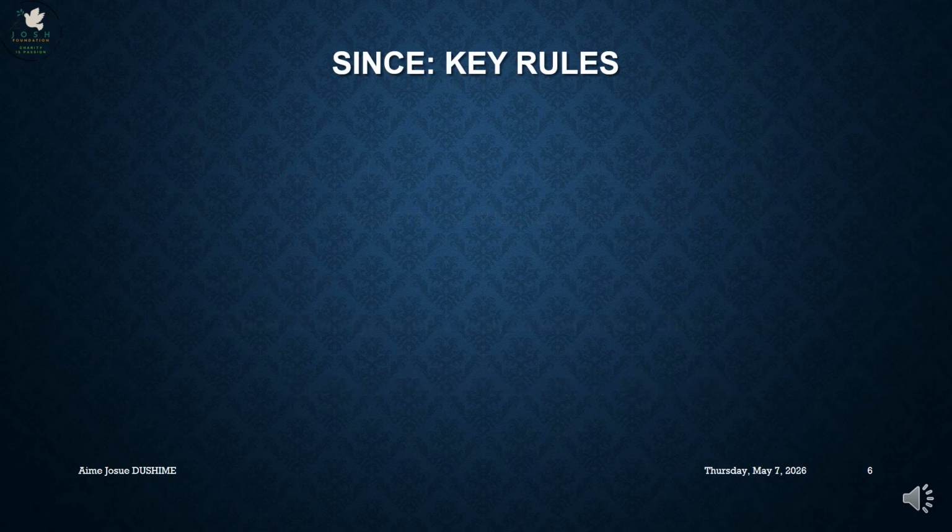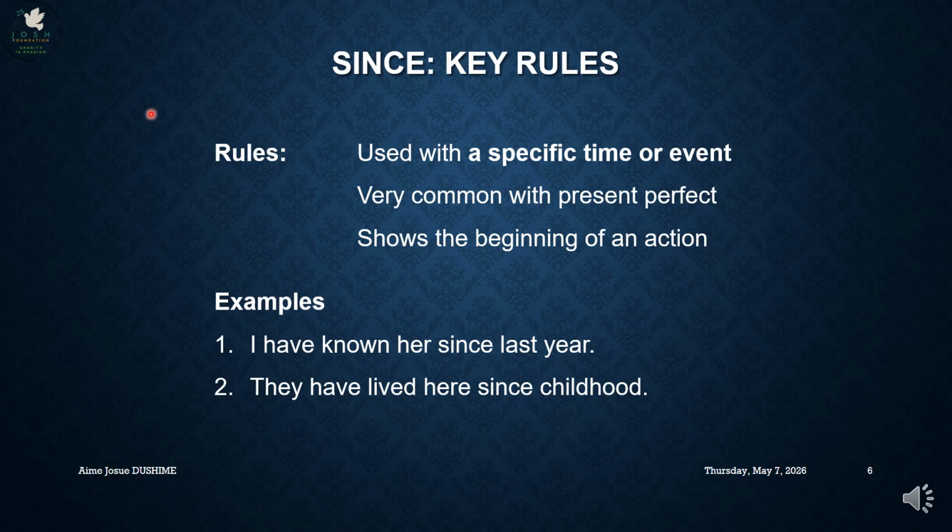When we go to the key rules of since, we shall see that it is used with a specific time or event. As I said, the first rule, it is used with a specific time or a specific event. And it is very common also with present perfect, the same as for, and it shows the beginning of the action. Remember, for just indicates the length of time, the length of the event or the length of the action. But since gives a specific time, exact time, or shows the beginning of the action.